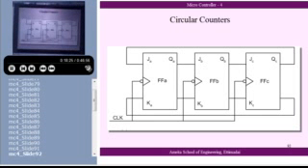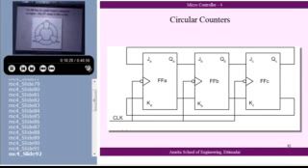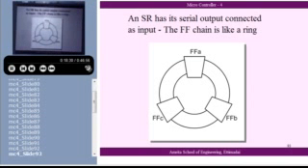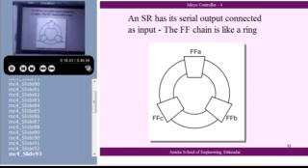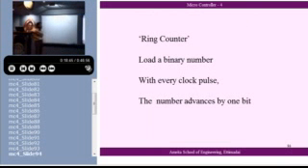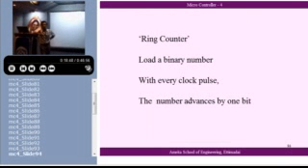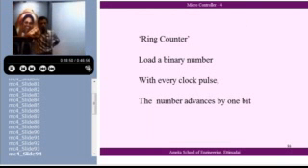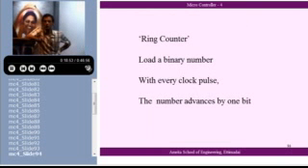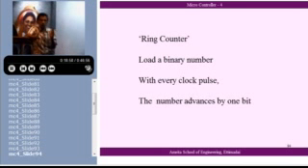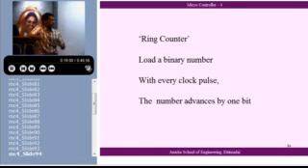It's called a ring counter because if arranged in a slightly different fashion, it looks like a ring. Flip-flop A, QA goes to JB. QA bar goes to KB. Like this, it just goes around. It is like a ring. Now let us see how it works. You put a binary number, you load it, give a pulse. You put any binary number into the ring counter, you give a clock pulse, every bit will get shifted, because it's a shift register connected like this.